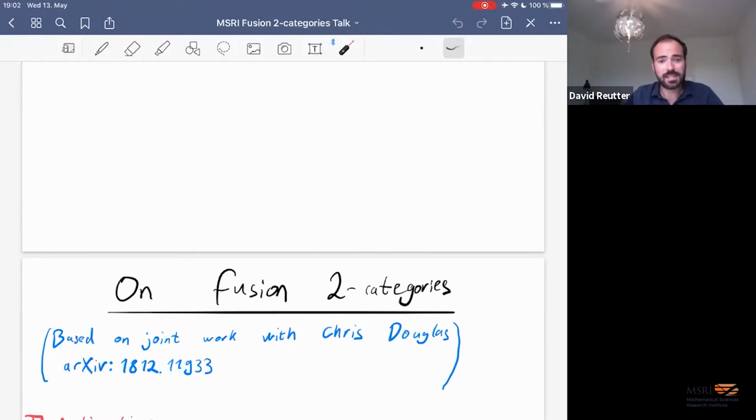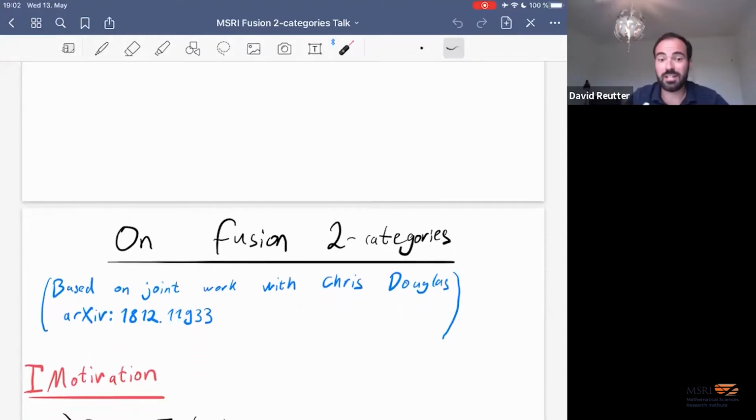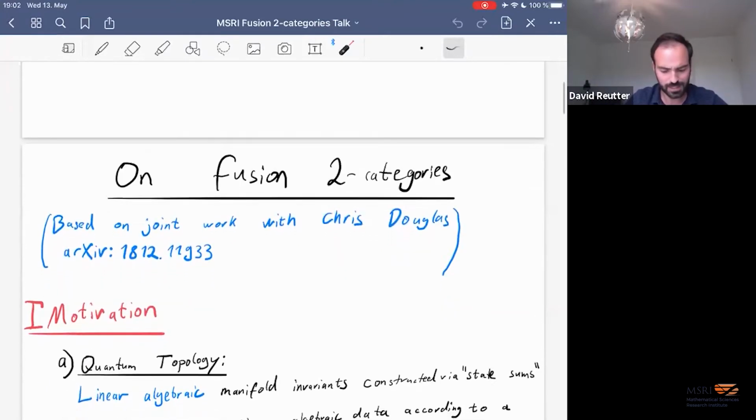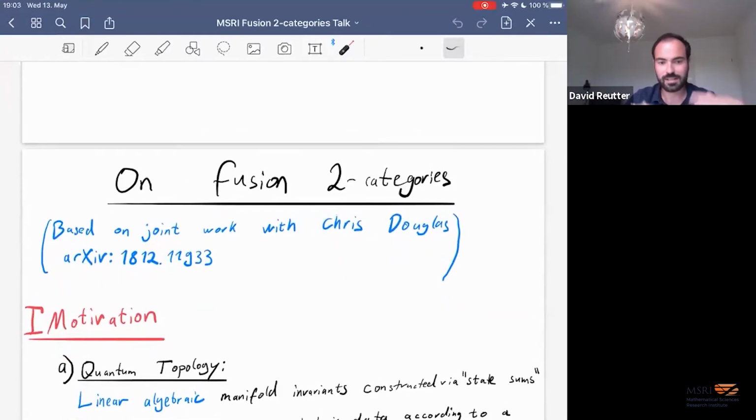So I'm going to talk about Fusion 2 categories. These come from a paper I wrote together with Chris, a bit more than a year ago. The basic motivation we had when we wrote this paper was trying to understand a bunch of constructions that come from the vicinity of four-dimensional topological field theories. And so this started as a project in quantum topology.